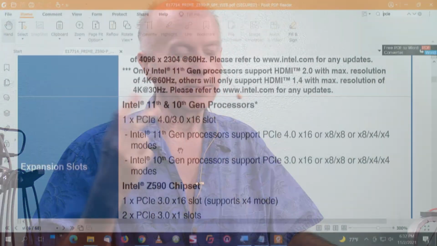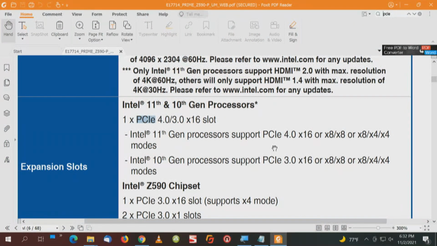Second thing we need to look at. Okay, with the 11th generation processor, supports PCI Express 4x16 on 1 slot. We're going to go look at the motherboard layout and see what that looks like because we only have 1 slot. The second slot on the motherboard is, well, let's go look at the layout.